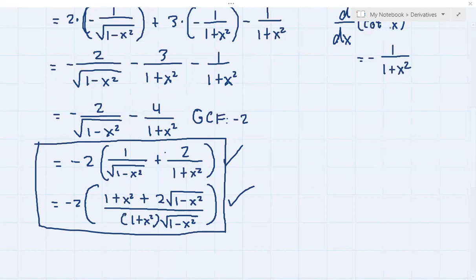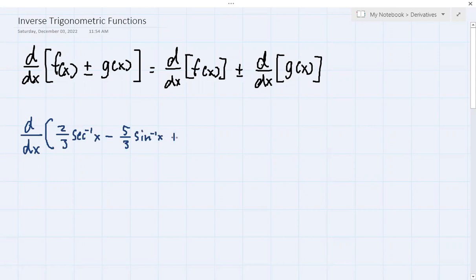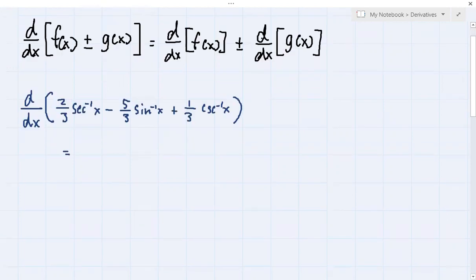Now let's go to the last problem. Our last problem consists of the derivative of 2/3 arcsecant x minus 5 all over 3 times arcsine x plus 1/3 arccosecant x. There we go. Let's differentiate them.